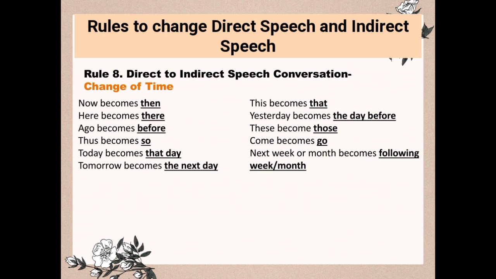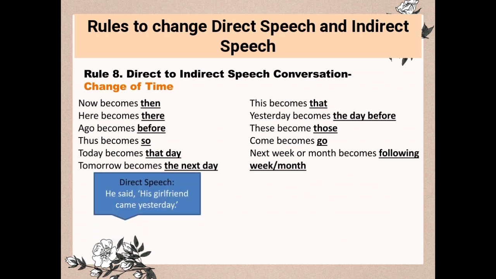In direct speeches, the words that express nearness in time or place are changed to words that express distance in indirect speech, such as now becomes then, here becomes there, ago becomes before, thus becomes so, today becomes that day, tomorrow becomes the next day, this becomes that, yesterday becomes the day before, these become those, come becomes go, next week or month becomes following week or month.